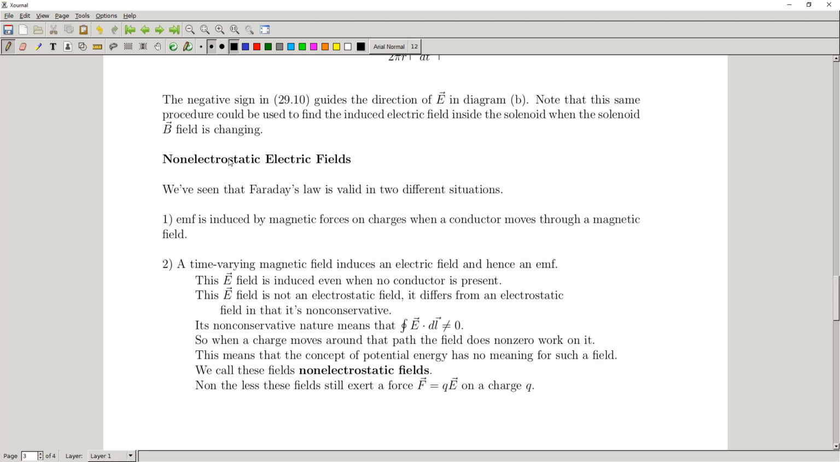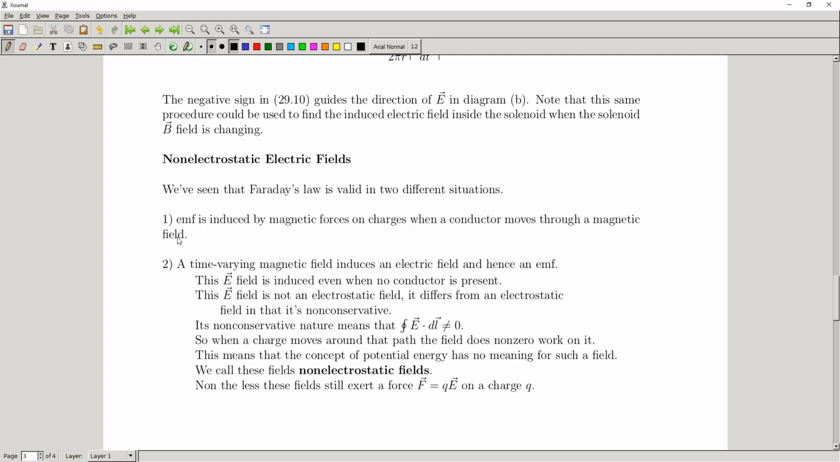So let's set up the discussion here. The discussion is going to revolve around non-electrostatic electric fields, and spoiler here, non-electrostatic electric fields are what we call these non-conservative electric fields caused by this induction. But let's start off. We've seen that Faraday's law is valid in two different situations. We already talked about this first situation a couple of videos ago, that the EMF is induced by magnetic forces on charges when conductors move through the magnetic field.